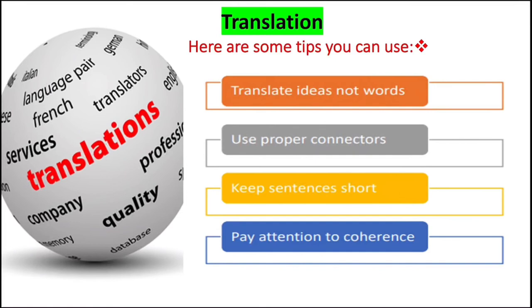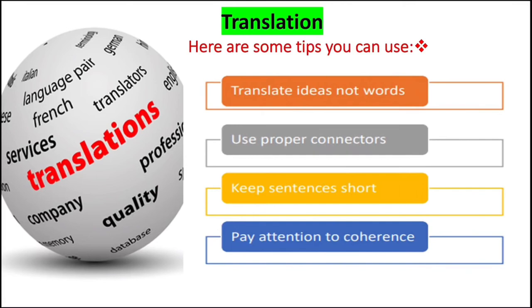Okay, now here are some tips you can use. The first one, translate ideas, not words. We're after ideas, so don't get stuck on a word trying to get the exact word that you know. Try to get the meaning or the idea and not the word itself. Number two, use proper connectors. As we did in the summary making, we need to do the same in translation.